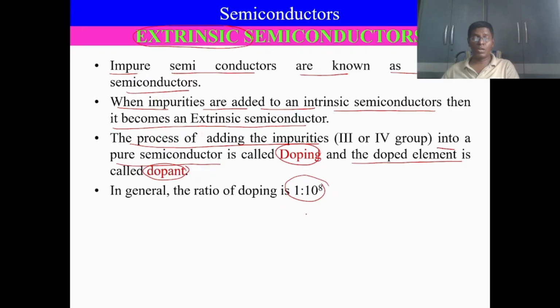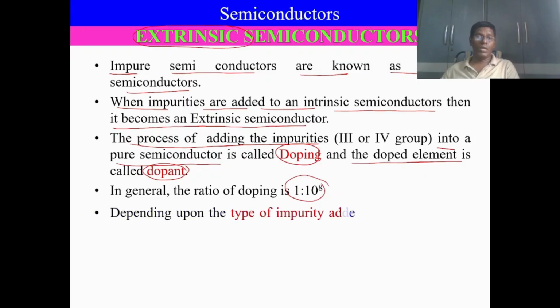That means there are more pure atoms and fewer impure atoms. This is the doping ratio to make N-type or P-type, and this doping ratio can be changed depending on our requirement. That is an important point we have to understand.